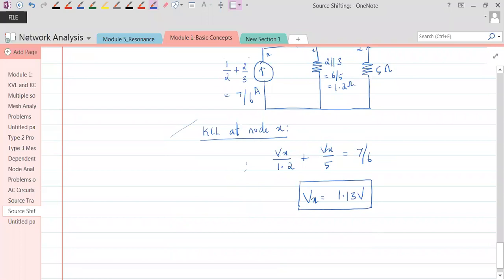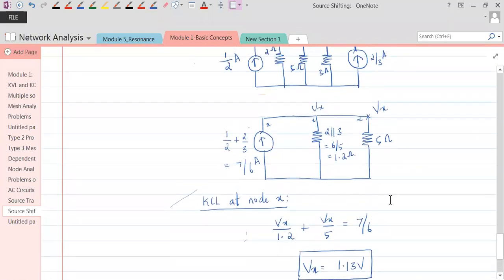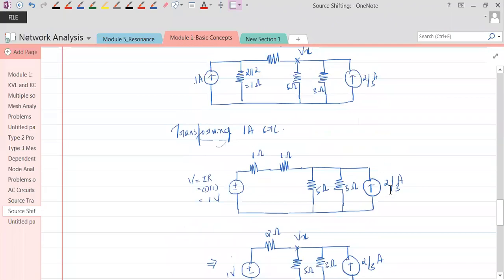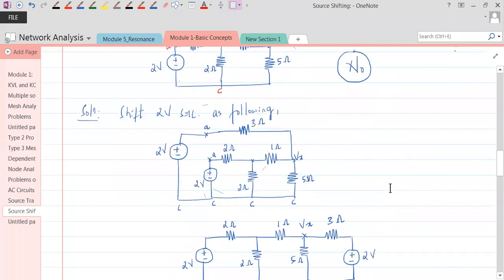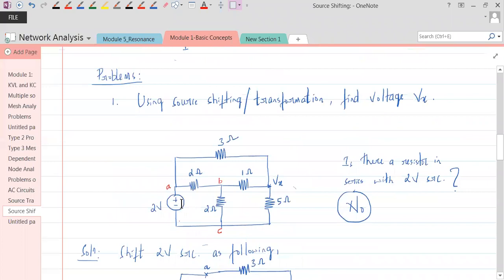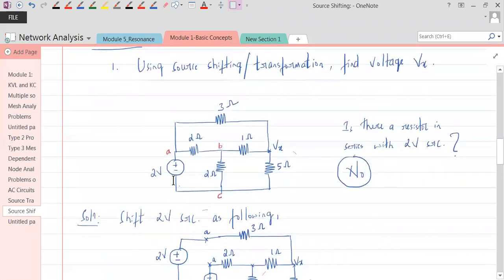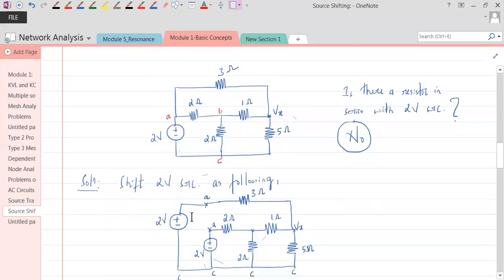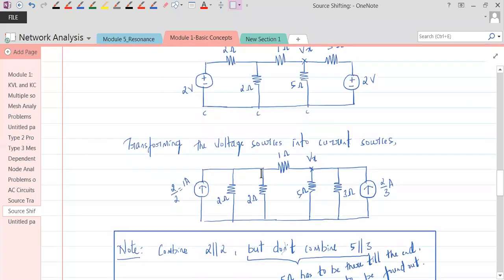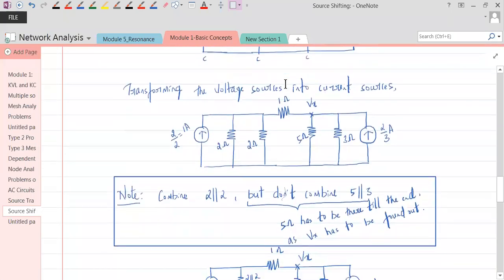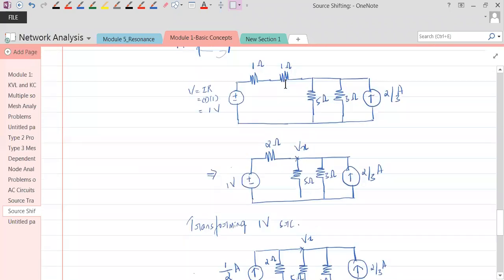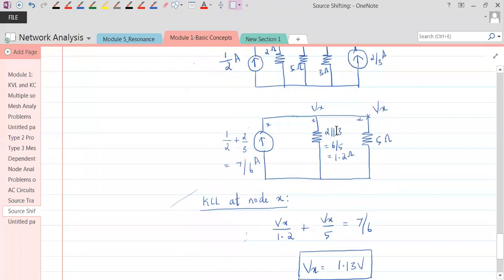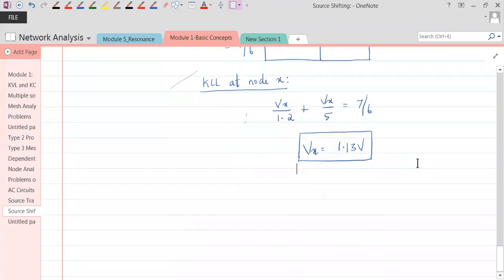So this is how I can find out Vx by shifting as well as by transformation. Why shifting had to be done? Because as it is, the transformation was not possible. So we shifted this in such a way that the transformation becomes possible. And from this circuit on, we have solved it in such a way that it would become this. Get that point, everybody? So this is how the things are.